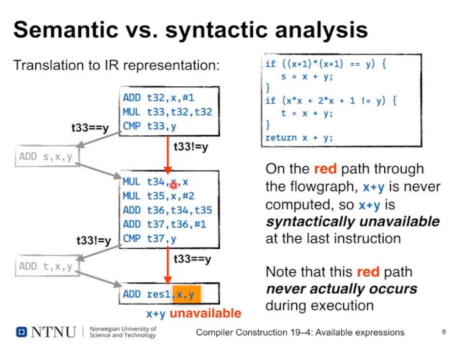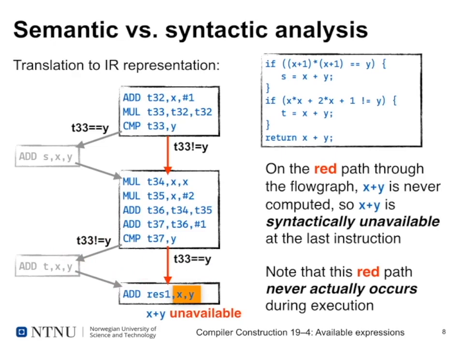So we're multiplying x with itself. We're multiplying x times 2 here. So we're adding x squared and 2 times x into t36. So we have the first part of our expression here. Then we add the final 1 to it. And then we compare it to y again. And now if it's not equal, we add x and y stored in t. And finally, we would add x and y stored in res1 and return it as result.